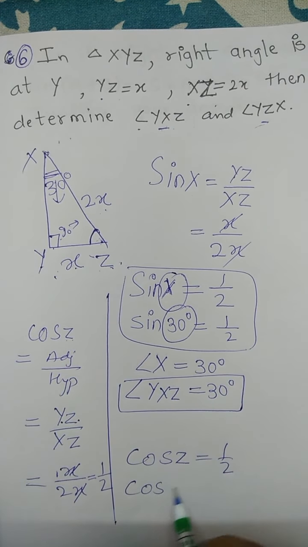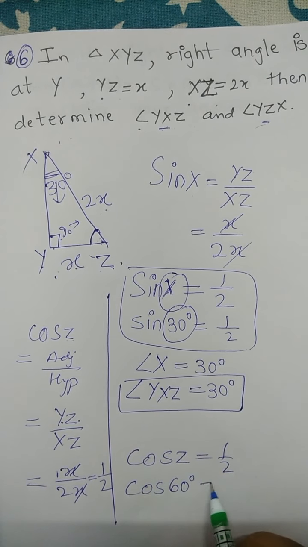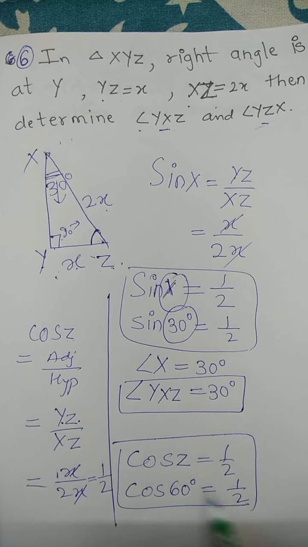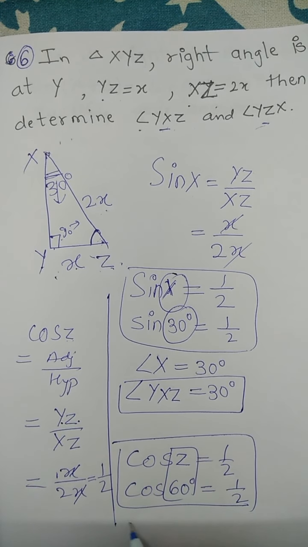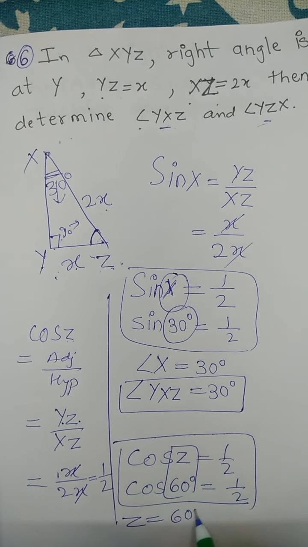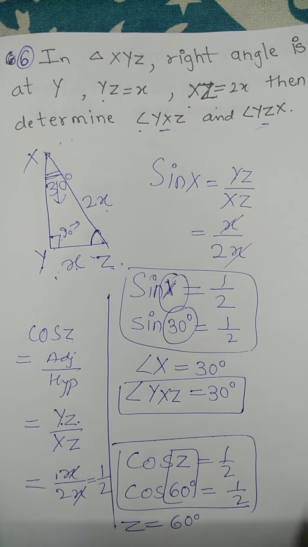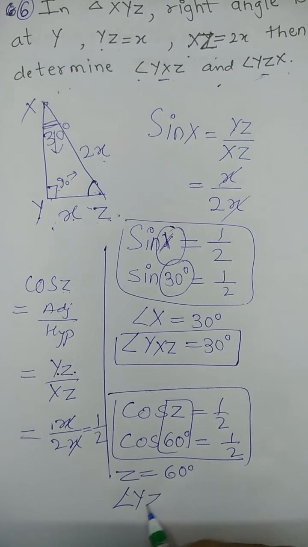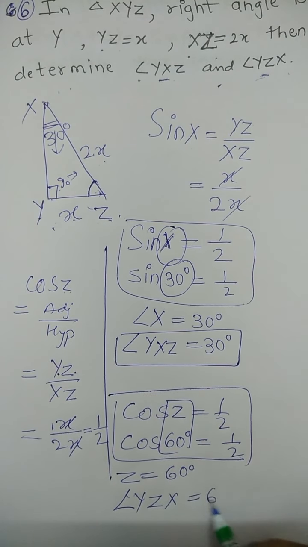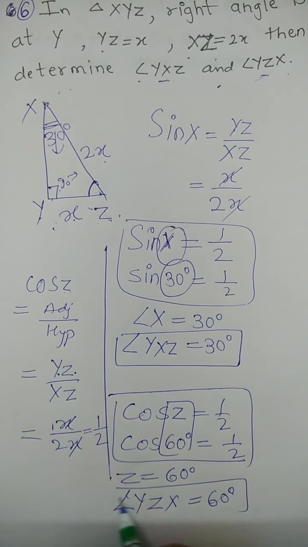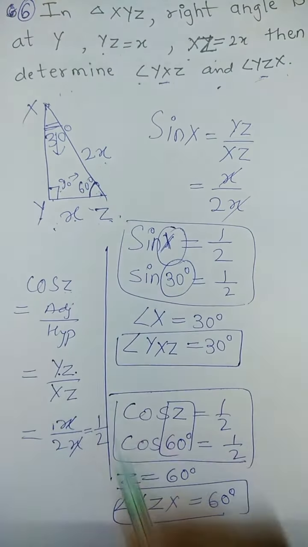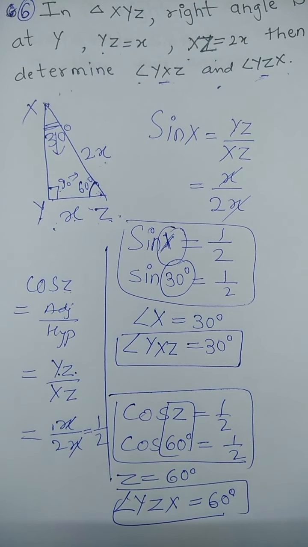But cos of which value is 1 by 2? Cos 60 degrees is 1 by 2. If we compare these two, we come to know that Z is equal to 60 degrees. That means which angle? We want YZX. Angle YZX is equal to 60 degrees. It means in the figure, this angle is 60 degrees. In this way, you have to solve the problem.